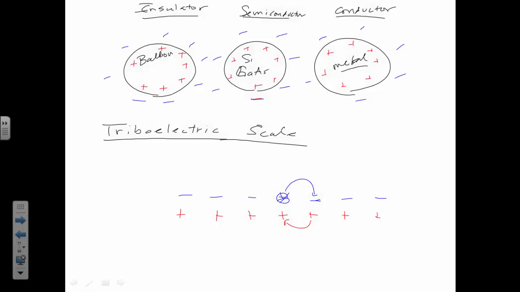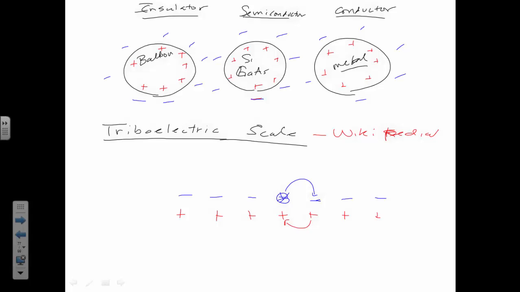So look up the triboelectric scale on Wikipedia, and you'll see the list of materials. If you pick things on opposite ends, you can actually see the list of materials. I have a whole box of those materials over there, and we can play with them. We can do that later on after the exams. We can go back through them and play with some of these things.